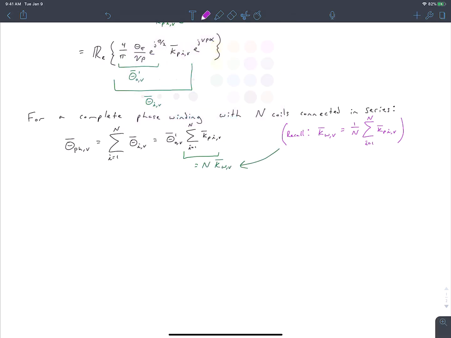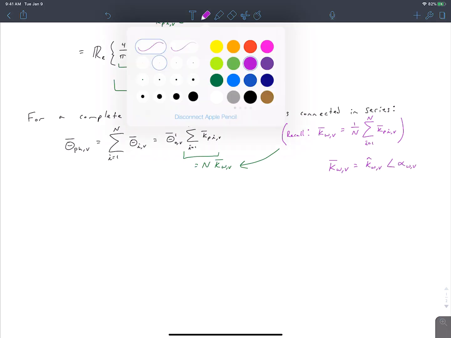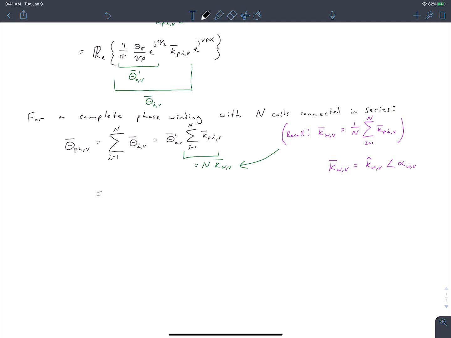And again, the winding factor is a complex quantity, which is why we've denoted it with a phasor. So it has a magnitude and a phase angle. So we can now write an expression for our current linkage phasor in terms of our winding factor. And if we pull this all together, we can come up with an expression for our current linkage. We can take the real part of this times e to the j v p alpha. So we're evaluating this full expression up here in terms of our winding factor magnitude and angle.